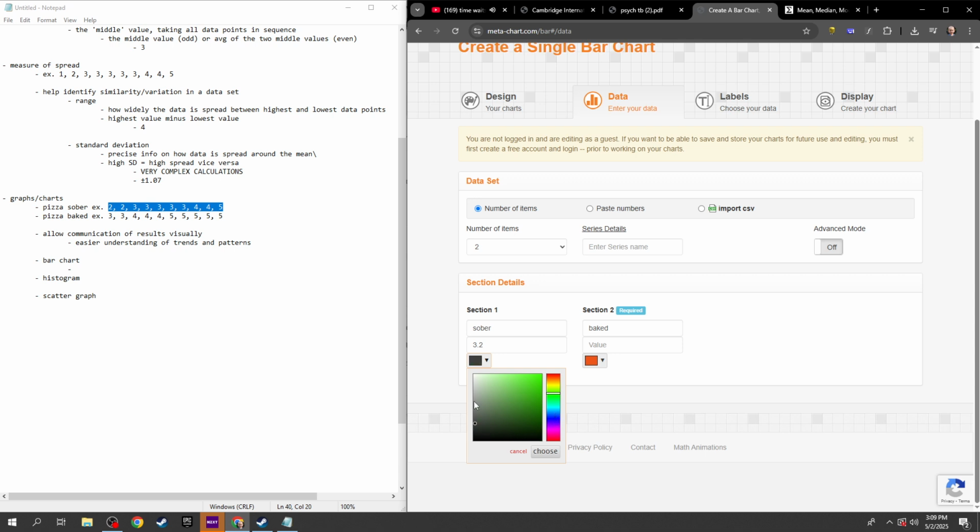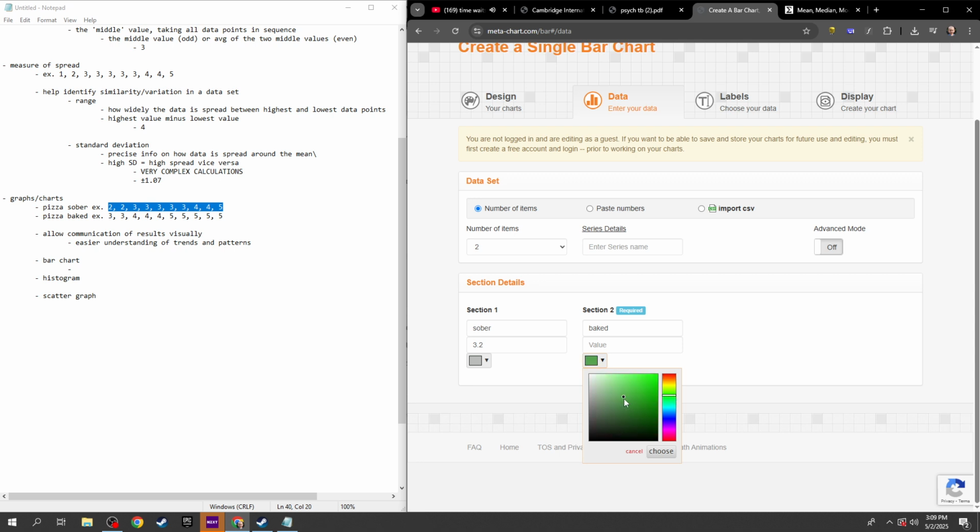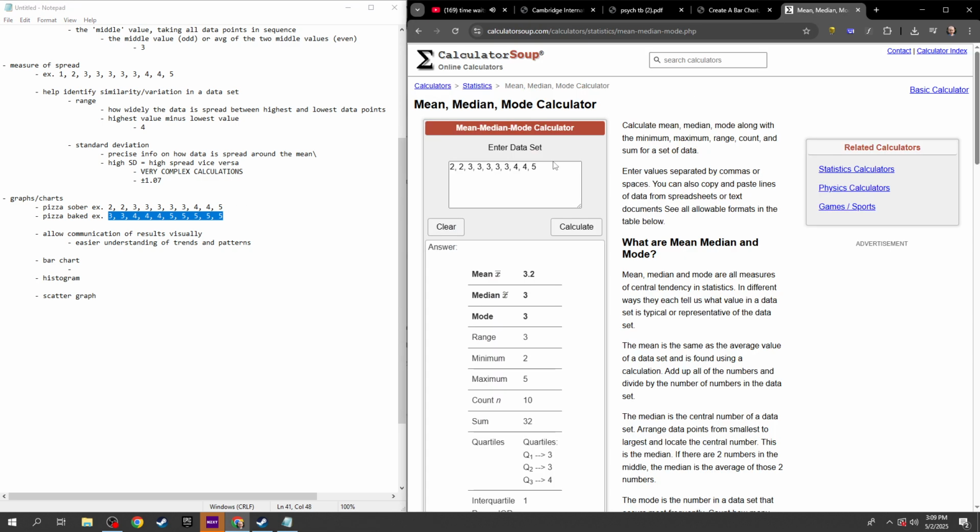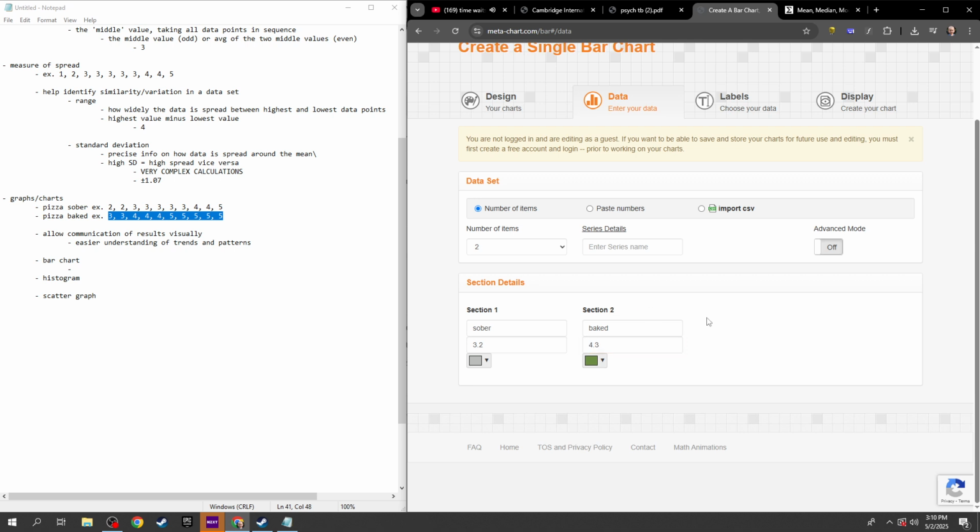Sober probably looks like this. I think this is a good representation of what sober looks like, and of course baked looks like it's a good color for baked. I think that's pretty representative. While baked, our mean is 4.3. So series details, number of items. I think the name would be pizza rating.